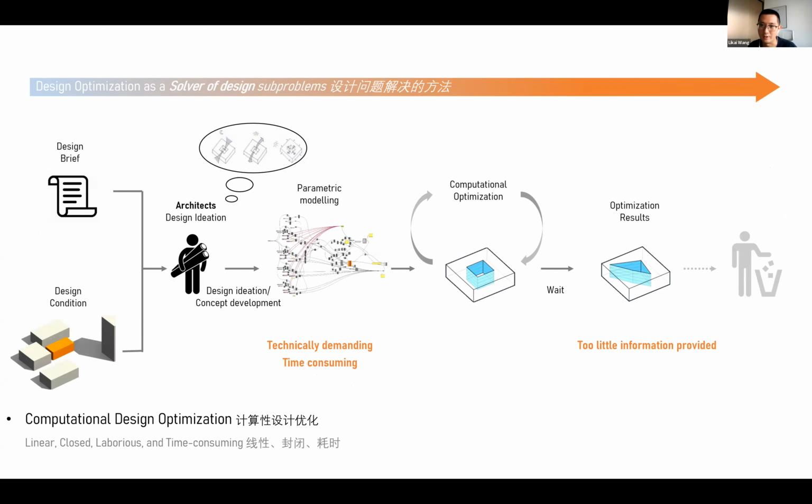So here is a very typical process of using computational design automation. Firstly, the designer needs to conceive their own design concept based on the design conditions and the brief. Let's say the designer wants to use a courtyard to improve natural ventilation or daylighting. Then they need to encode their concept into a parametric model, then run the optimization and get the result. However, because the parametric model only specifies a very unique design strategy, the courtyard, the optimization result just gives the best shape of the courtyard to the designer.